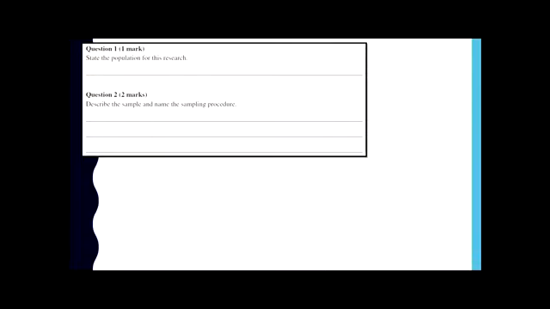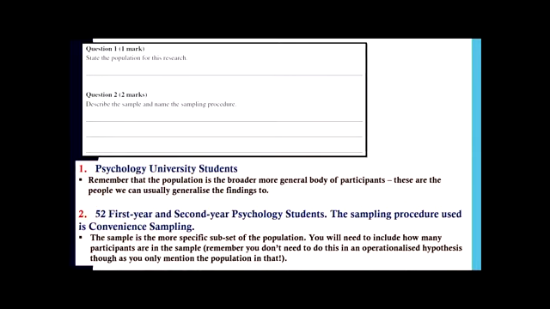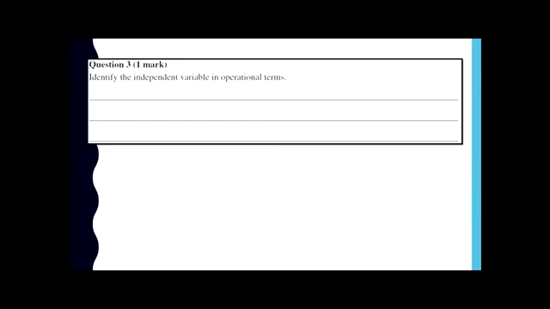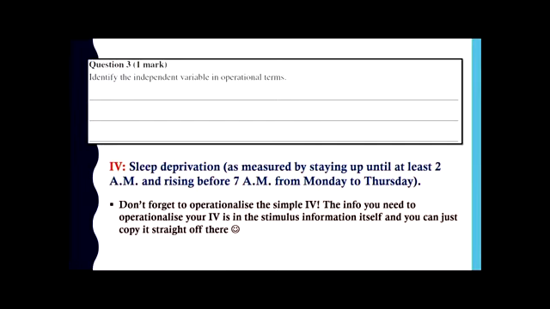But that's basically your scenario, and you're being asked to state your population and state the sample procedure. You had a very similar question to this in last year's exam. So that's why I put this one in, just so you have an idea.